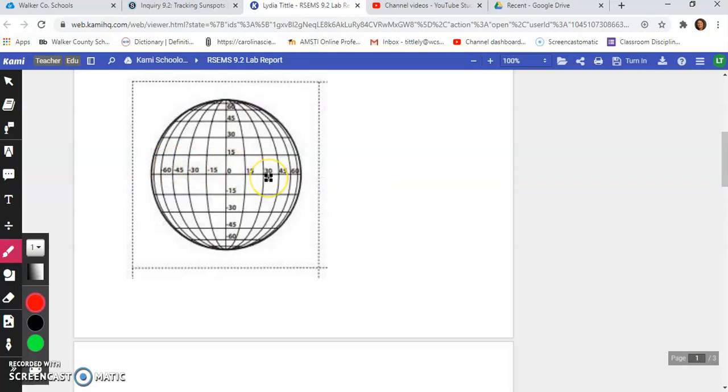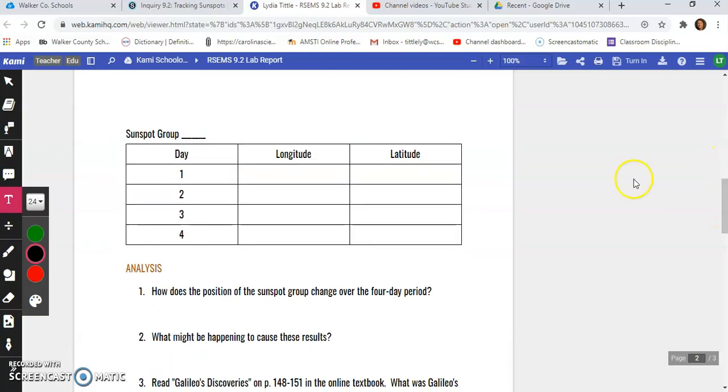So you can use those grid lines to show the latitude and longitude of whichever group you chose. If you chose group A, group B, or group C, any one of them, it doesn't matter. Just choose one group, put the letter here, and then for day 1, look at the longitude and latitude. For day 2, look at your globe for the longitude and latitude. For day 3, look at your sun globe for latitude and longitude, and day 4 also.